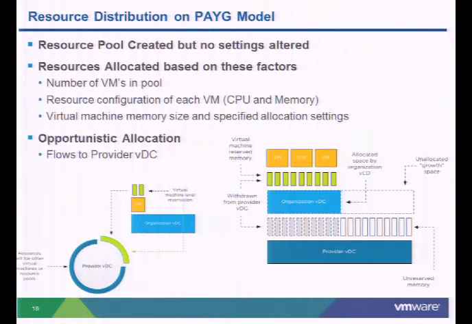What we're seeing is that the virtual machine memory, so in this case 2 gigabytes, is pulled from the actual provider VDC because the resource pool is set to expandable reservation enabled.